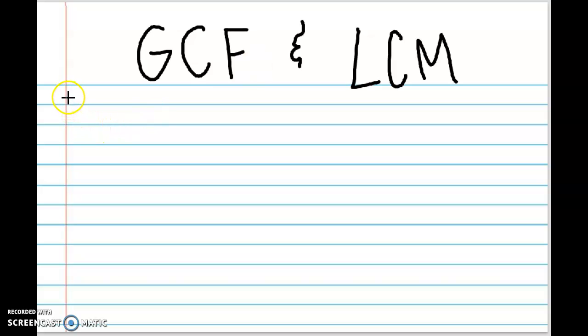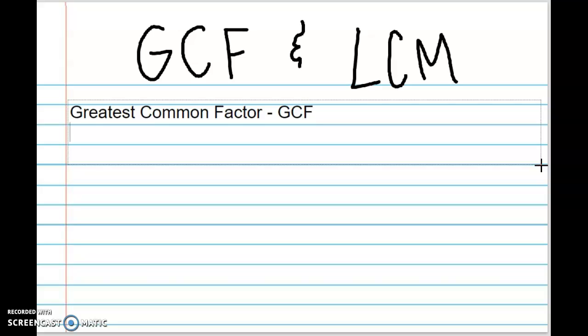So I'm making my text box here. If we start with GCF, GCF means greatest common factor. And LCM is least common multiple. So that's what those two words stand for. Greatest common factor is GCF, least common multiple is LCM. And we're about to define what those mean.